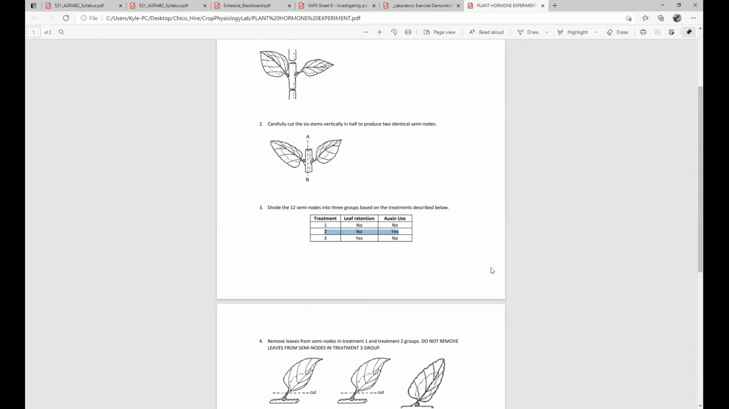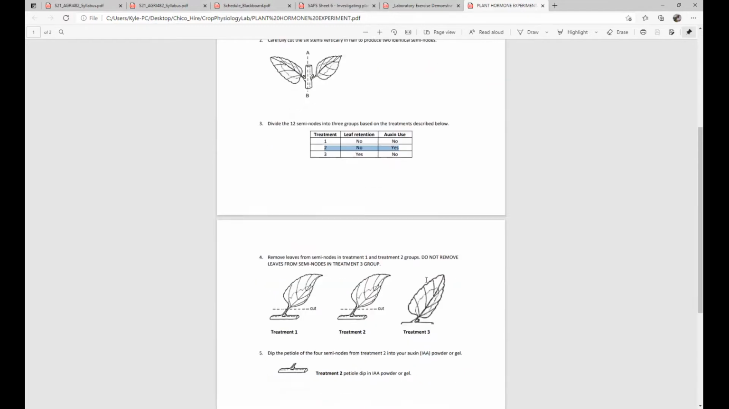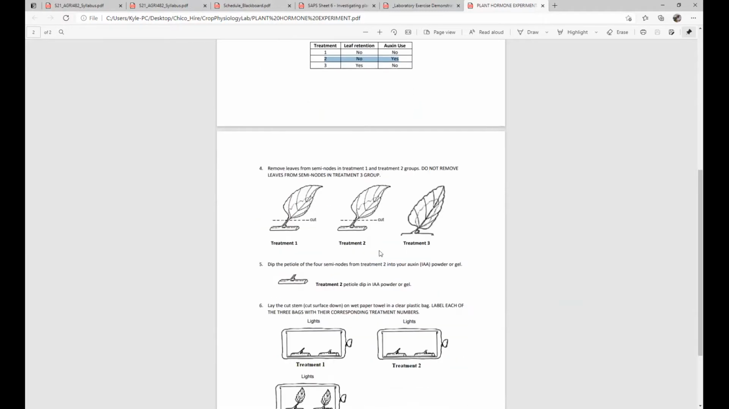It should be interesting. It might not end up telling the full story, but that's part of what happens when we move to these virtual environments. Now, for your 3 groupings or your 3 treatments, I want you to remove leaves from the seminodes, that's your seminodal materials, from 4 plants in treatment, or your 4 seminodes in treatment number 1 and number 2. But do not remove leaves from the seminode in treatment number 3, right? So that should just match up with the table that we talked about earlier.